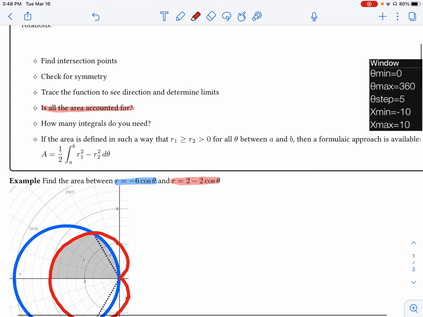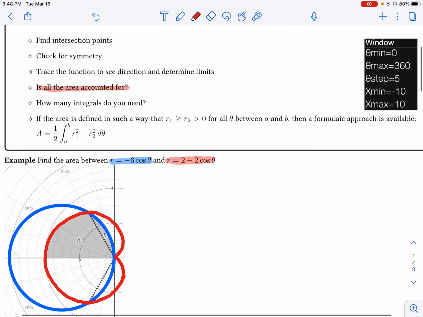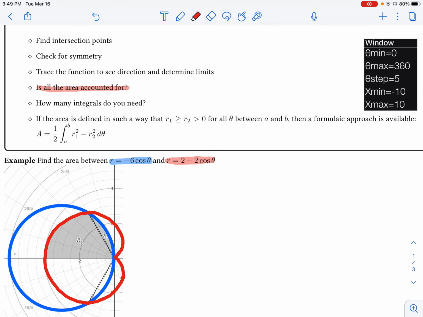So like I said, let's jump right into a problem. We're going to find the area between r equals -6 cosine theta and r equals 2 minus 2 cosine theta. I encourage you to pause the video real quick and punch that into your graphing calculator. I also gave an example of what your window would look like if you were writing this in degrees. If this were in degrees, you'd want to make sure that you have it as such.